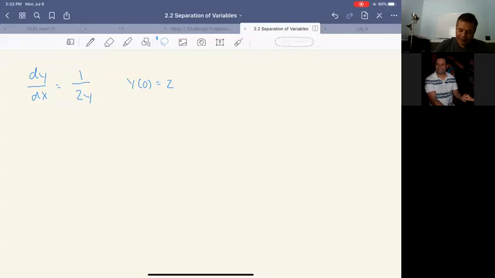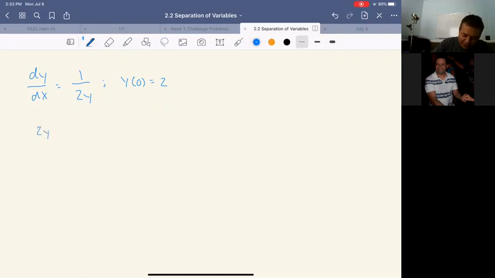All right, welcome back. I wanted to illustrate why you have to be a little bit careful with how you set the constants. So this is an example. Let's take dy/dx equals 1 over 2y, with y of 0 equals 2. All right, so let's go ahead and solve this.